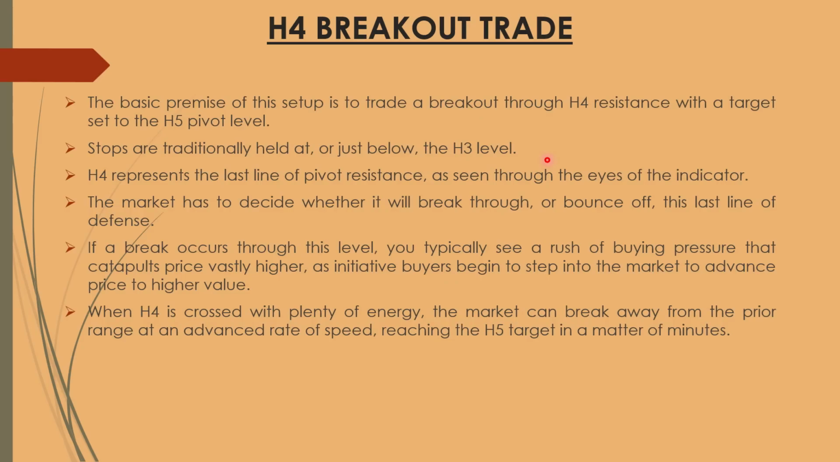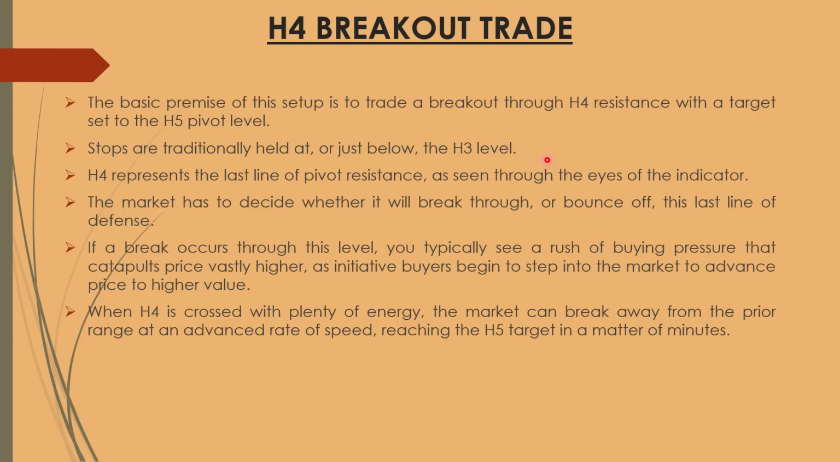The basic premise of this setup is to trade a breakout through H4 resistance with a target set to the H5 pivot level. Stops are traditionally held at or just below the H3 level. H4 represents the last line of pivot resistance as seen through the eyes of the indicator. The market has to decide whether it will break through or bounce off this last line of defense.